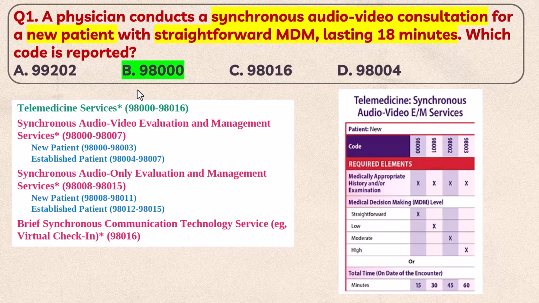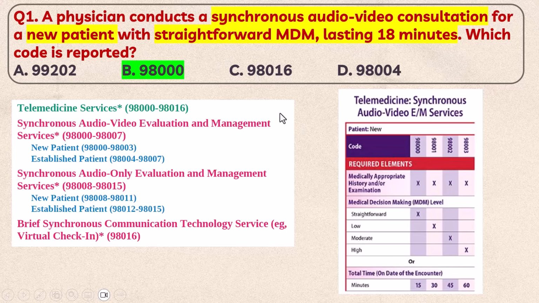Answer B, that is 98000. If you encounter this case in a real working scenario, you have to use the table of contents or the table or the alphabetic index method. So for the evaluation and management services, you can directly go to the table of contents of that chapter. This is the telecommunication service. You can see synchronous audio video evaluation and management services for new patient. It will lead you to 98000 to 98003. Again, go back to the tabular list and confirm the answer.